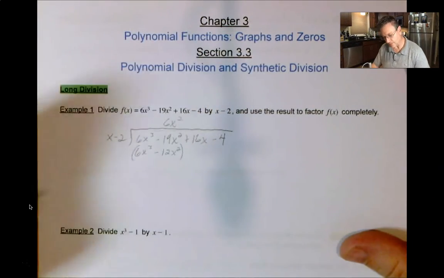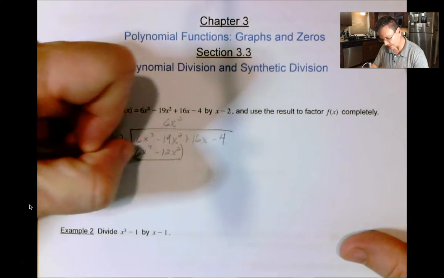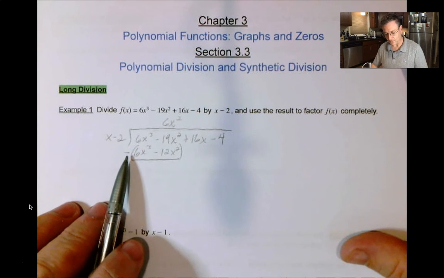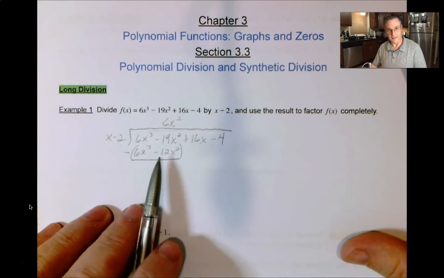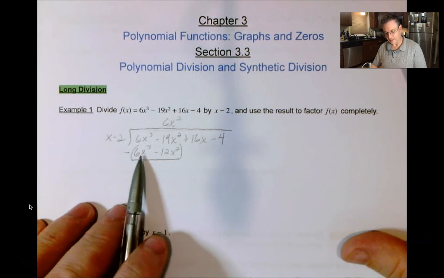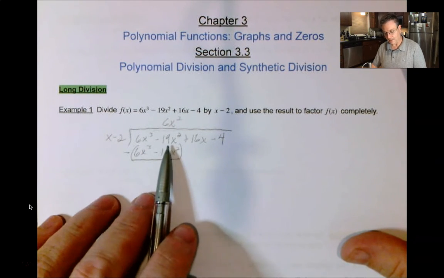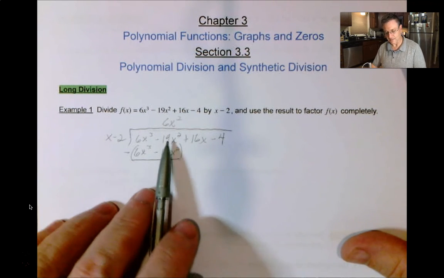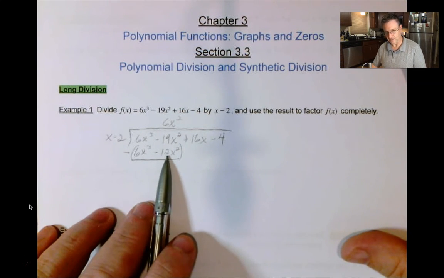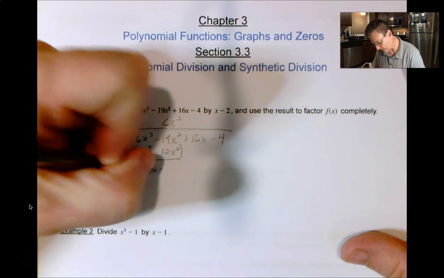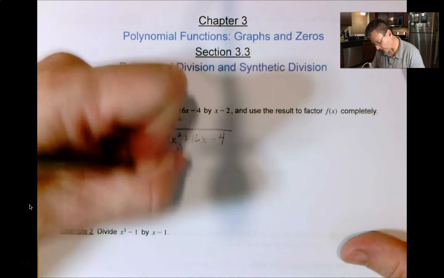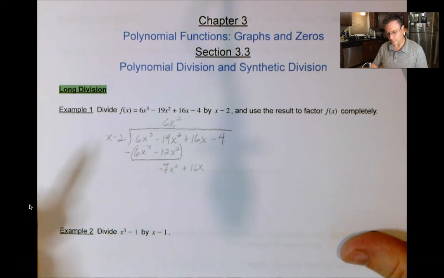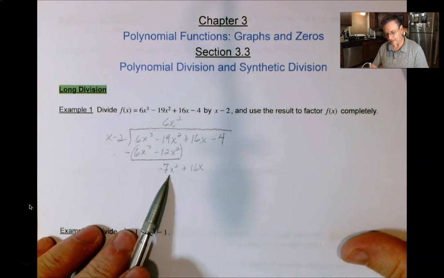Now I'd put it in parentheses and put a subtraction on the outside. Some teachers do it differently, I just like to do it this way. This way I remember that I have to change the sign over here. 6x cubed minus 6x cubed, those are gone. Negative 19x squared minus a negative 12x squared is negative 19x squared plus 12x squared, which becomes minus 7x squared. Carry down the 16x. What do we multiply x by to get negative 7x squared?